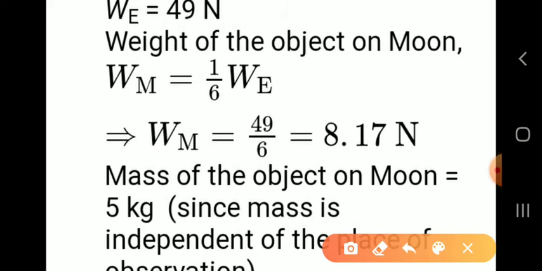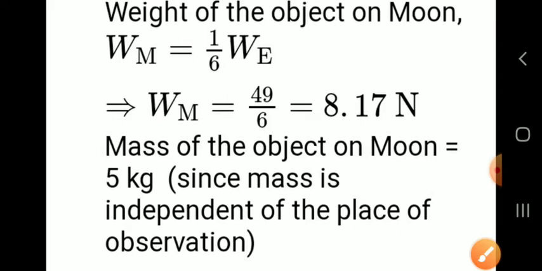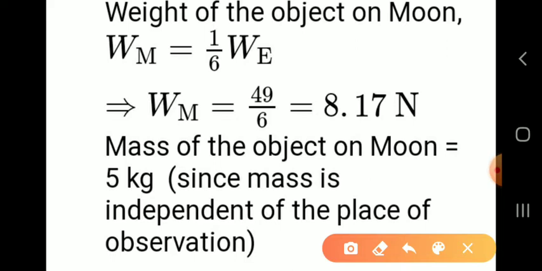So if we put the value, therefore W, that means the weight of the object on the moon, will be equal to 49 upon 6. So it will become 8.17 Newton. So the mass of the object on the moon will be equal to 5 kilogram. Why? Because mass is independent of the place of observation. So either it is on the moon or on the earth, the mass is always the same. So this is your answer for C question, children.